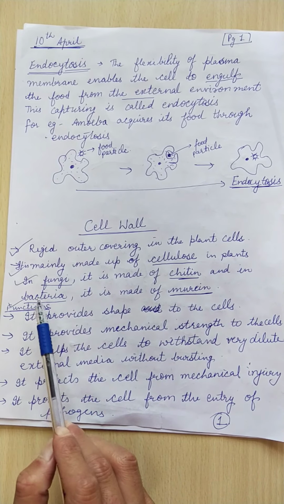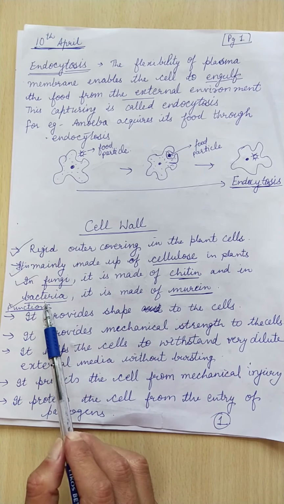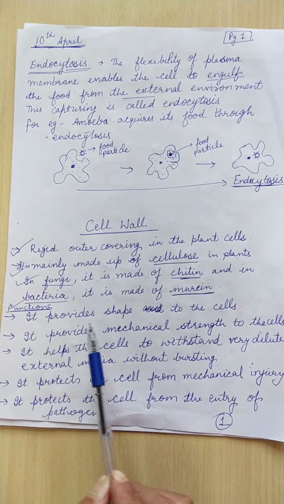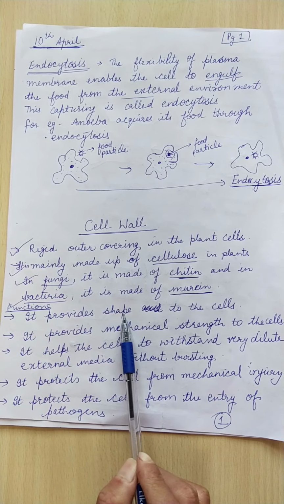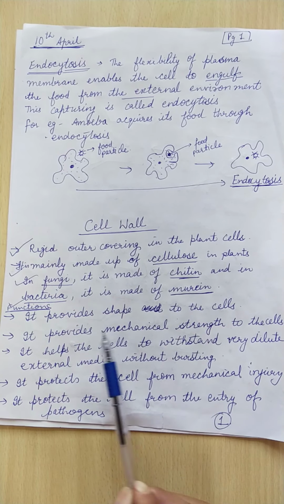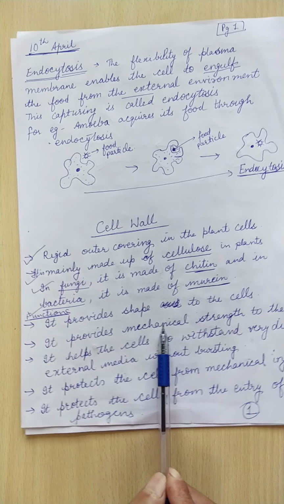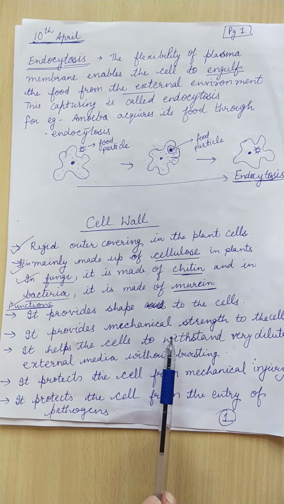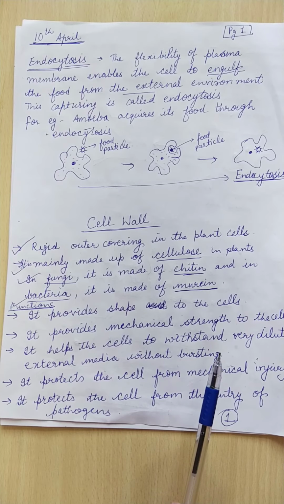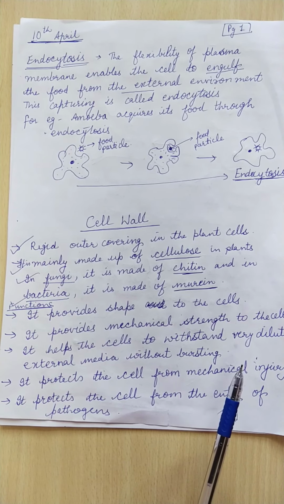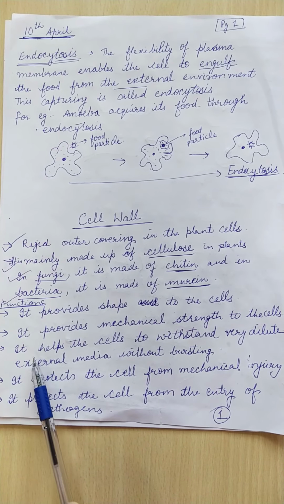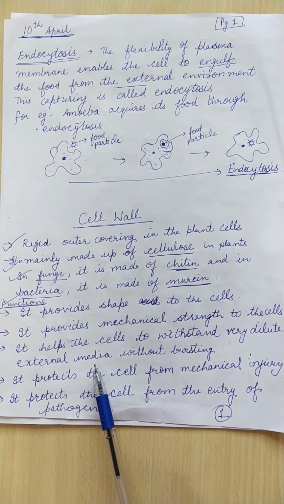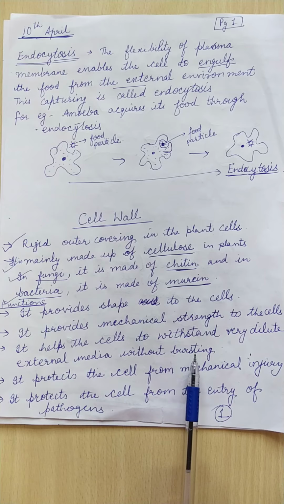What are the functions of the cell wall? First, the most important function: since it is a quite rigid layer, it provides a fixed shape to the plant cells and provides mechanical strength to the cells. Mechanical strength means it allows the cell to withstand the external conditions. Then it also helps the cells to withstand very dilute external media without bursting.